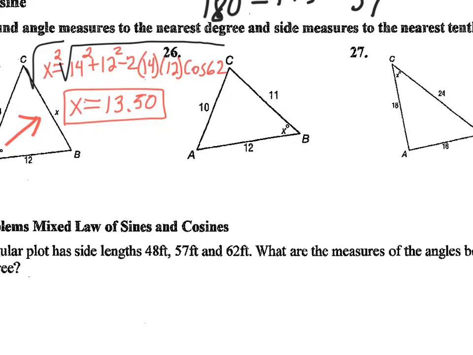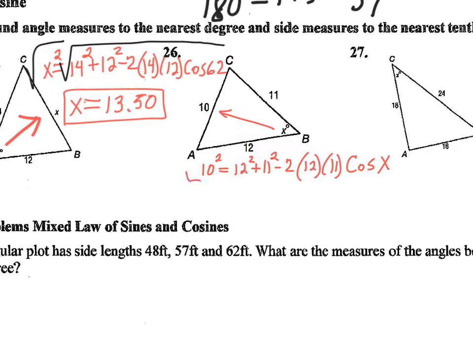Now number 26, see in this one you're looking for the angle. So we always start from the side across from the angle that you're working with. So we're going to start with the 10, right? So it's going to be 10 squared equals what? 12 squared plus 11 squared minus 2 times 12 times 11 cosine of x.